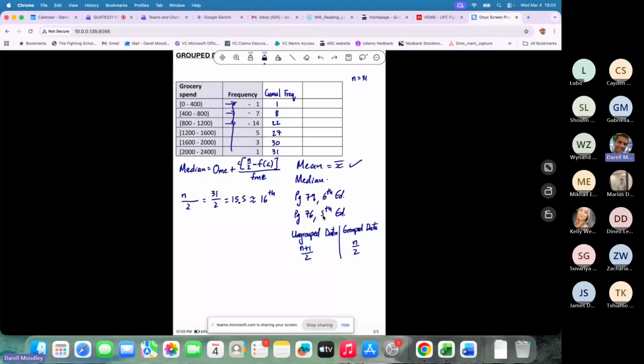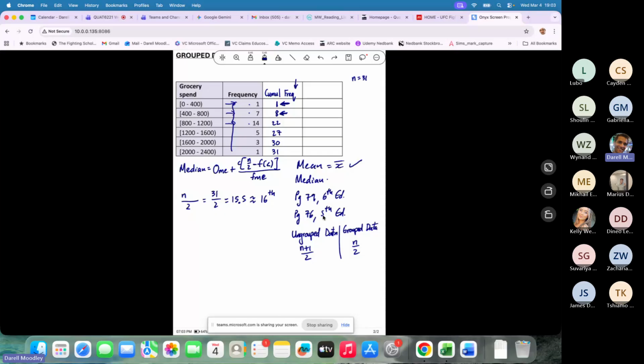Now, where would the 16th customer lie? Which interval would that customer be in? Let's use this cumulative column to figure that out. If you're in the first row, there's no way the customer will be here because you only have one customer. When you get to the second row, you still can't have the 16th customer because you only have 8 customers in total at this point.